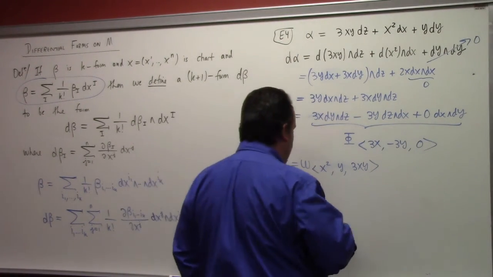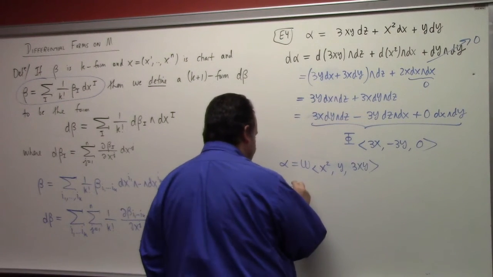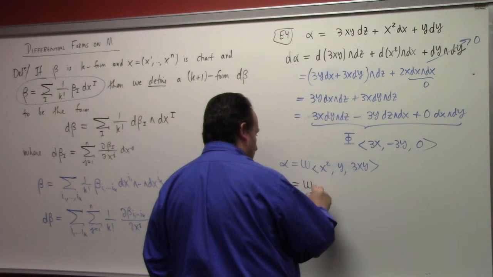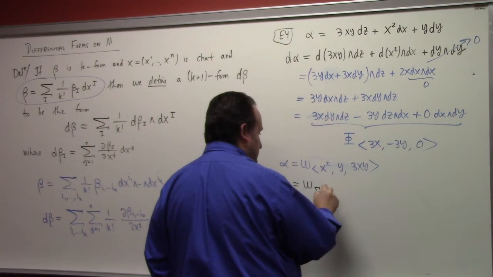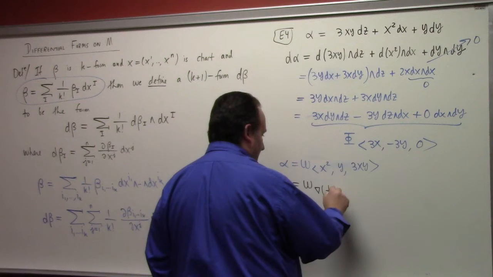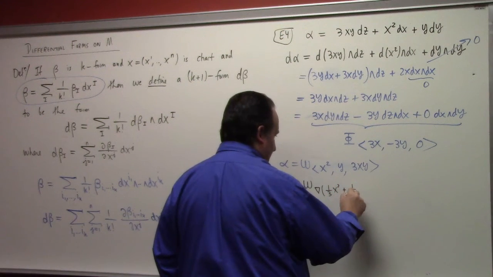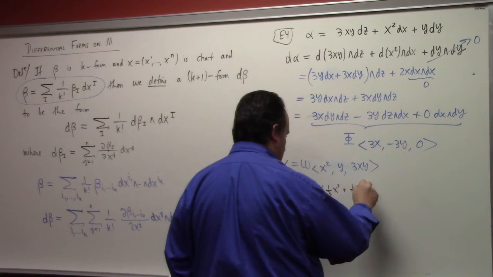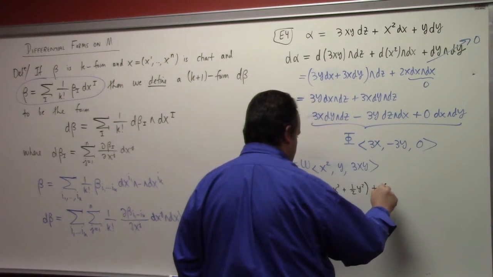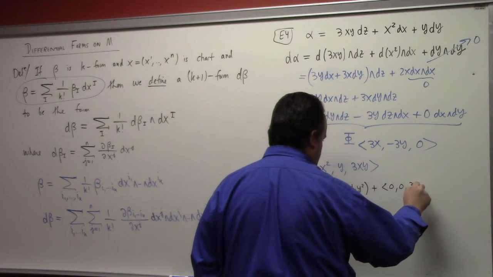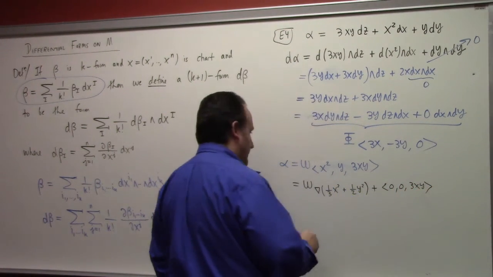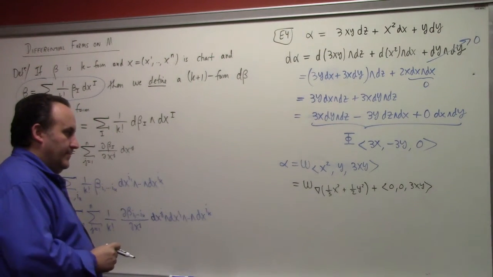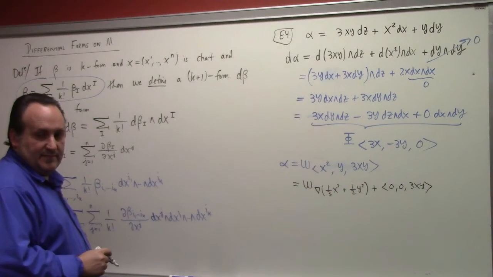Let's see here. So I could write that as omega of the gradient of 1/3 x cubed plus 1/2 y squared, right, plus the vector field 0, 0, 3xy. Just saying you could do that.